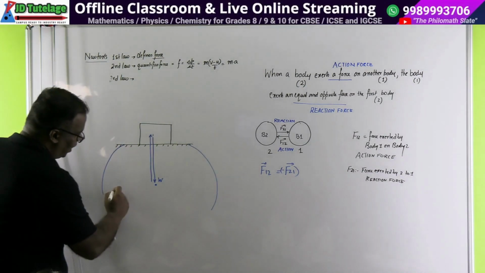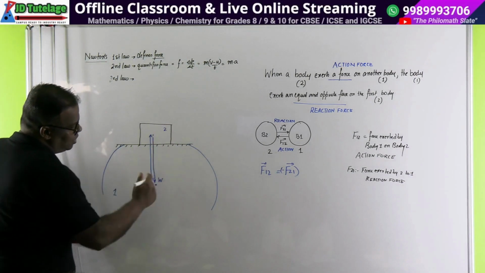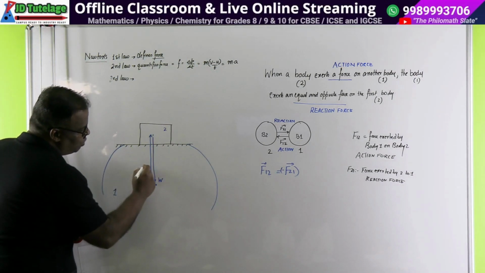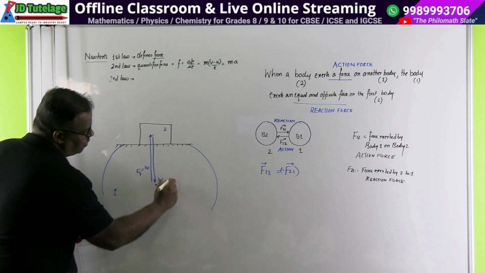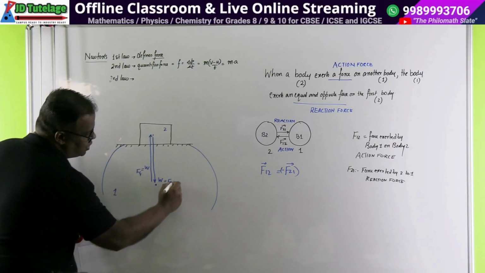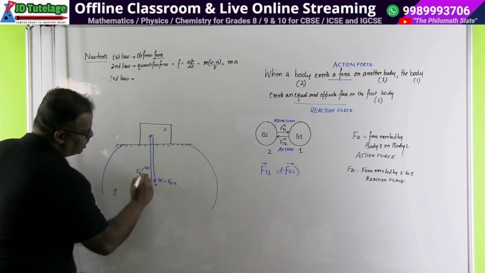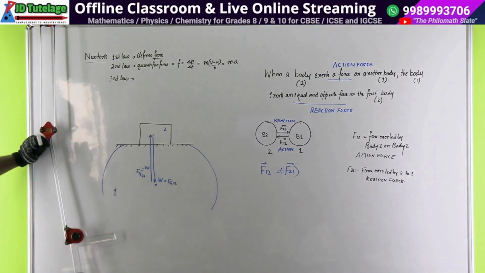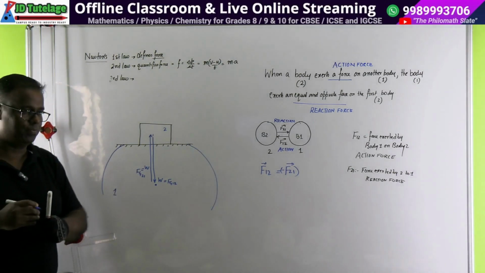Earth is body number 1. This is body number 2. So this was a weight. This was also a weight. This is also a gravity. Weight is nothing but a gravitational force. This is also a gravitational force. So if this was Fg12, this is Fg21. We'll come to that. So these two are cancelling each other, right?